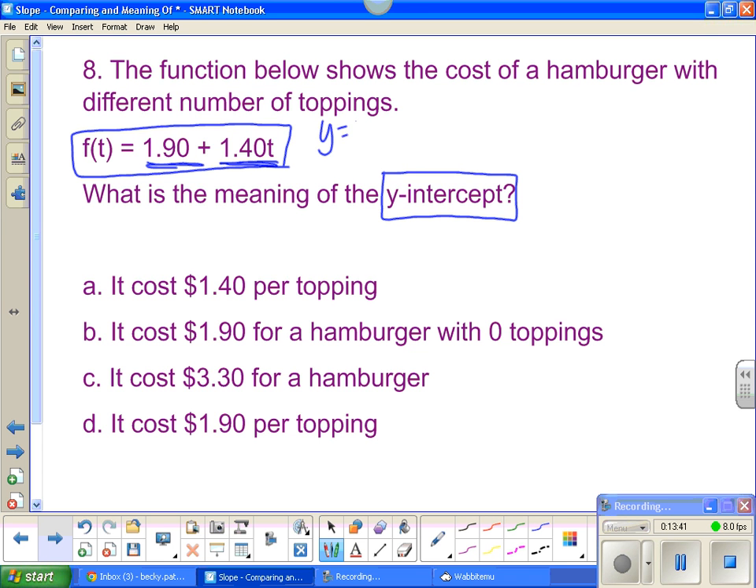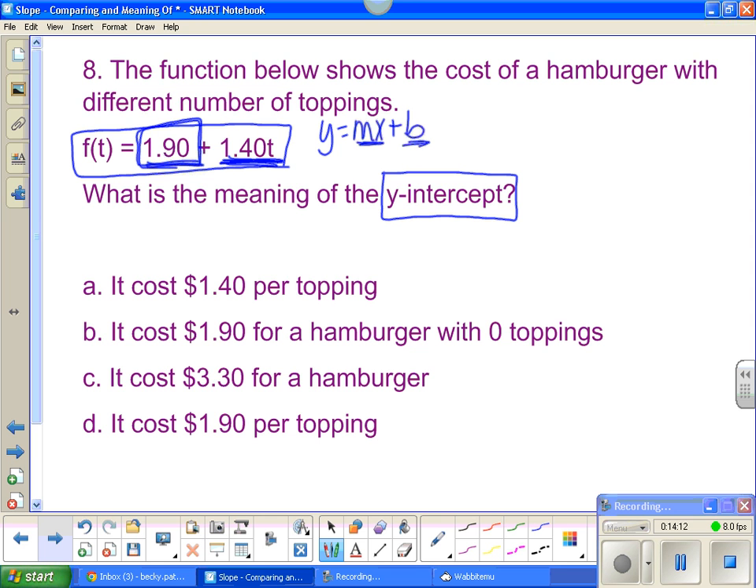Normally, it's y equals mx plus b, where the slope and the x come first. Their slope and their variable are now second. This guy is your y-intercept. We know that because the y-intercept does not sit with the x, or the t in this case. So the y-intercept is 1.9. It shows the cost of a hamburger with different number of toppings. So the 1.9, your y-intercept, doesn't have anything to do with toppings. That's your starting value. So that's your base hamburger.